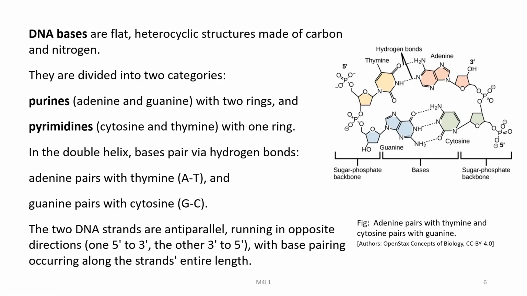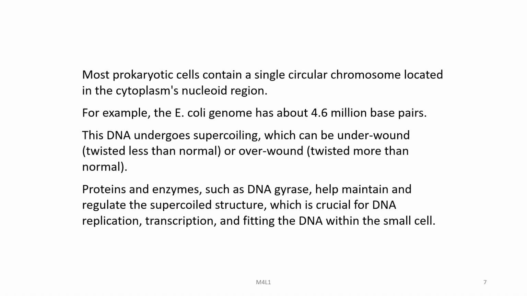And so, the two opposite strands are complementary to one another; only then can a DNA double helix be stable. Most prokaryotic cells contain a single circular chromosome located in the nucleoid region of the cytoplasm, as is already known to you, and the E. coli genome has about 4.6 million base pairs.